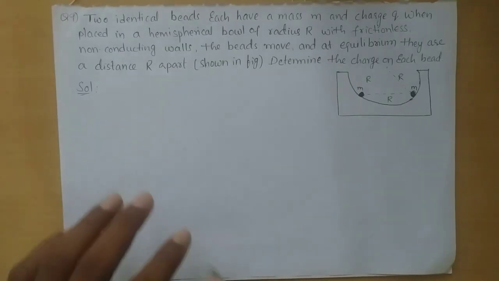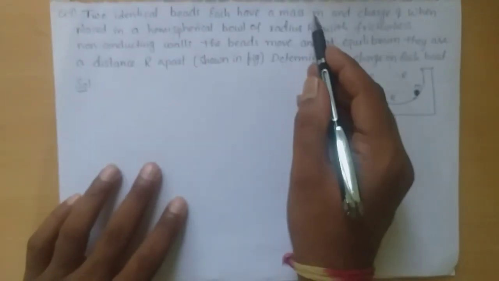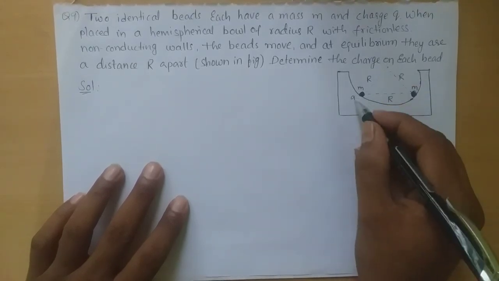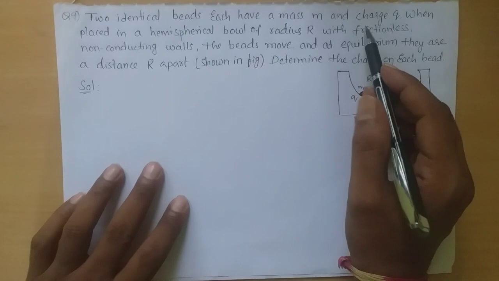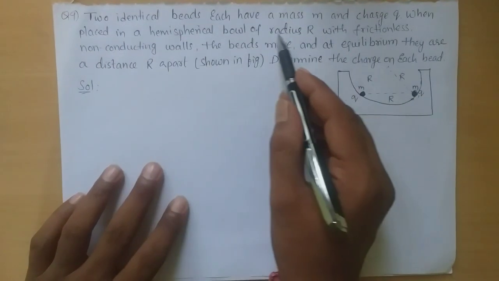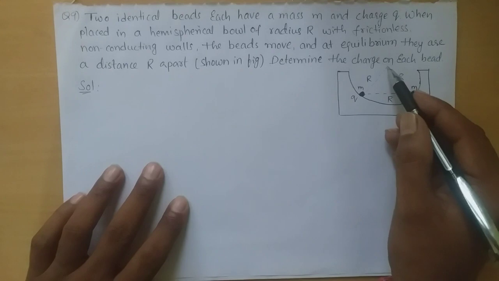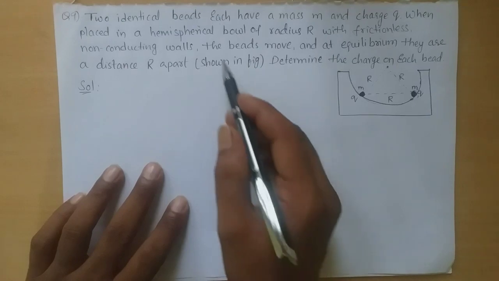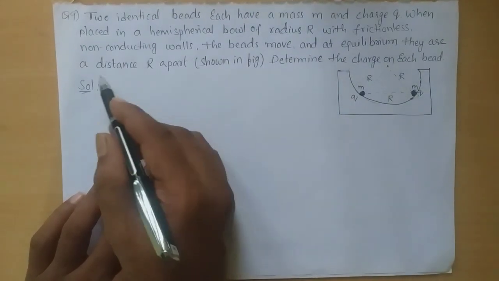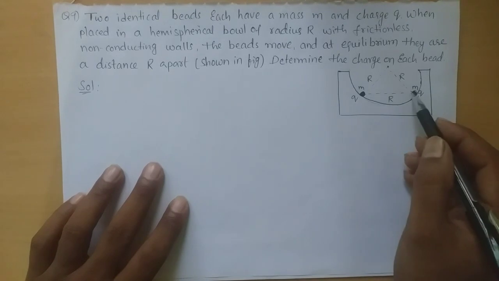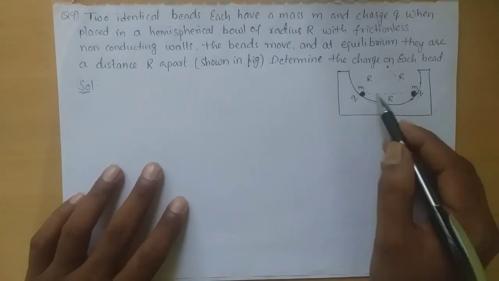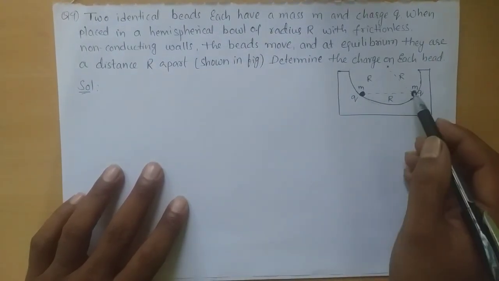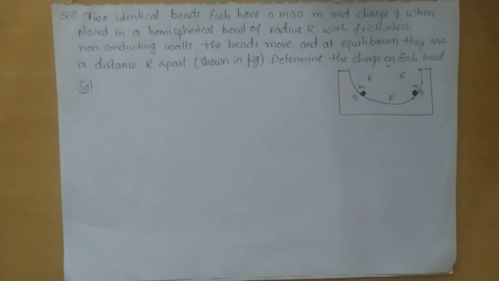Okay, see the ninth question. Two identical beads each have mass m and charge q. These are the two identical beads, each with the same mass and same charge. When placed in a hemispherical ball of radius R, with frictionless non-conducting walls, the beads move and at equilibrium they are a distance R apart. When these two are in equilibrium, the distance between them is the capital R only. Determine the charge on each bead. That is what we have to find.